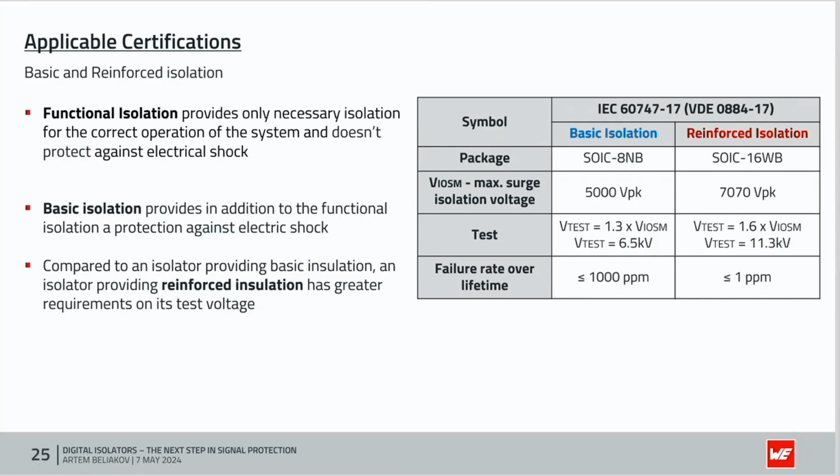Also, it is very important to know about failure rate over lifetime differences. For basic isolation, it's 1000 parts per million, and for reinforced isolation, this is only 1 part per million.